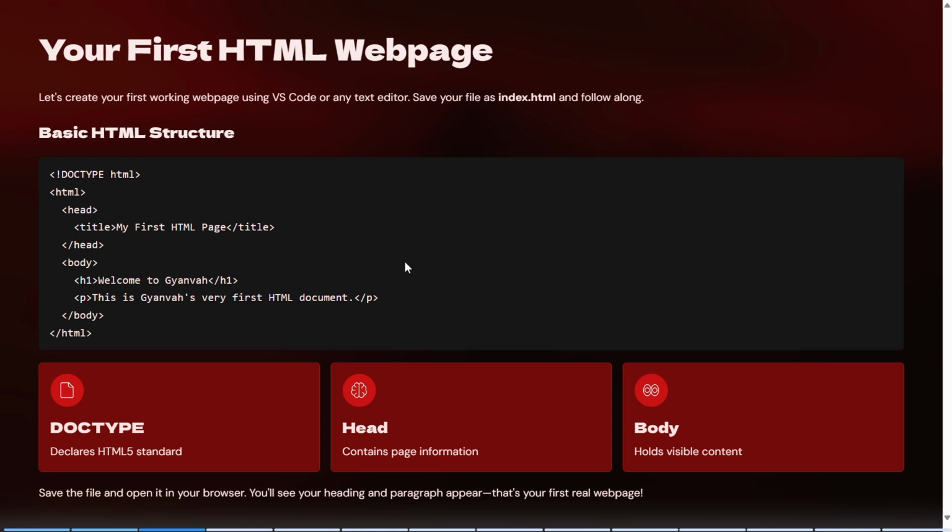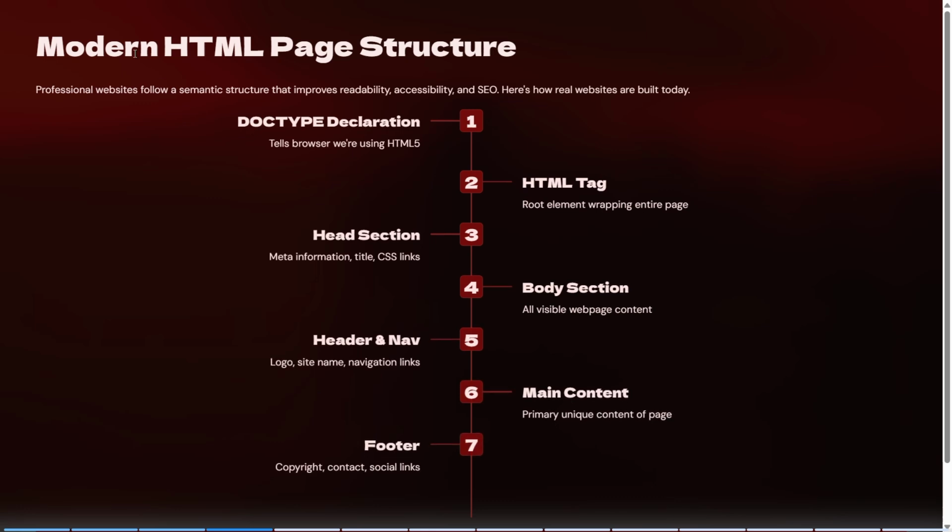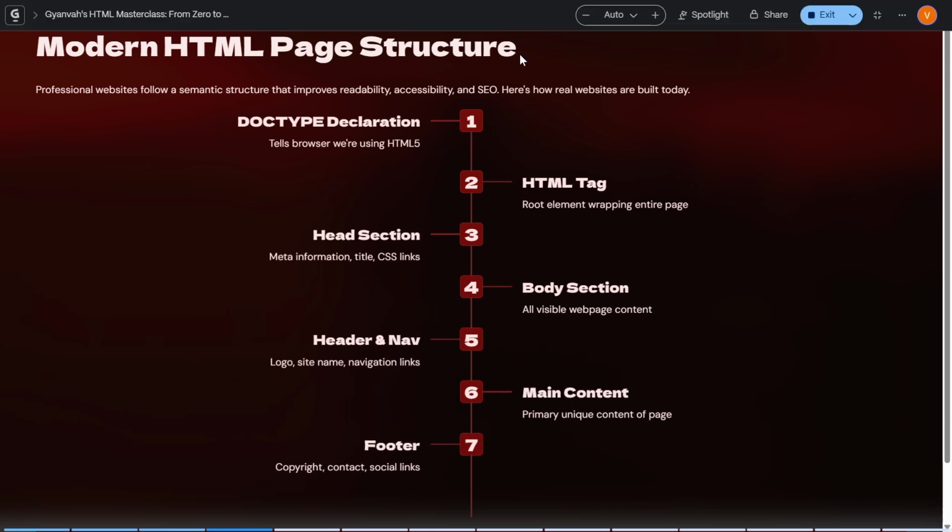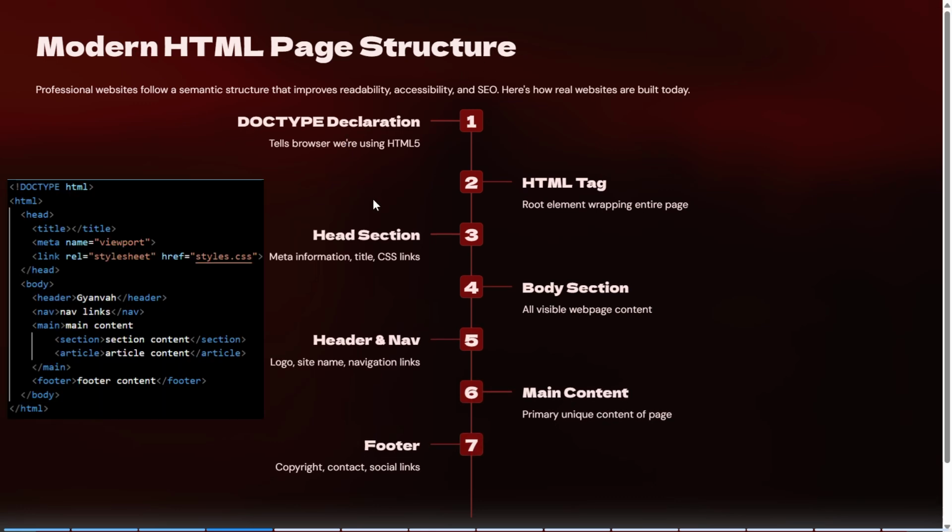Now let's understand the complete structure of a modern HTML web page, the way real websites are actually built today. We always start with the doctype declaration at the very top. This tells the browser that we're using HTML5, so it knows how to interpret the code correctly. Next comes the HTML tag, which wraps the entire web page. Everything related to the page, visible or not, lives inside this tag.